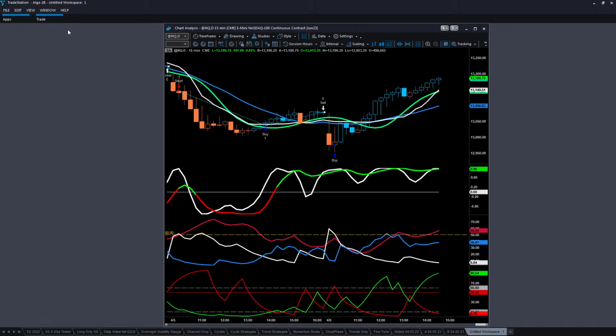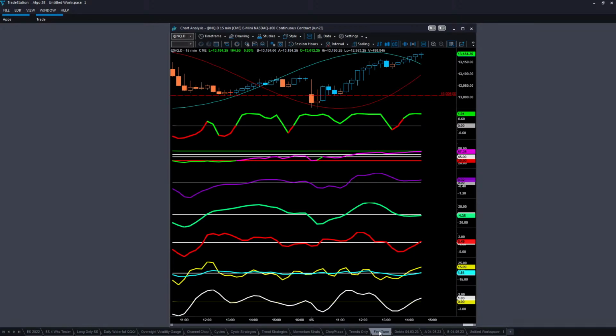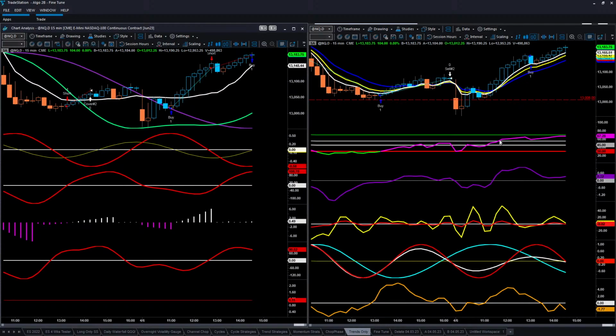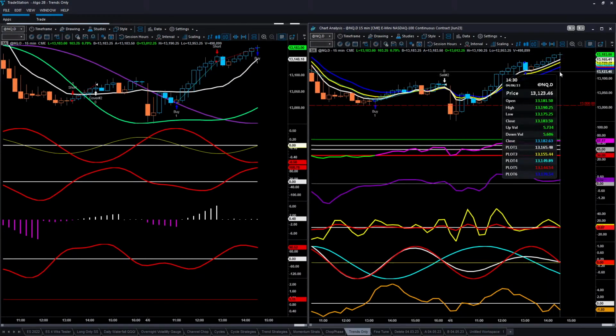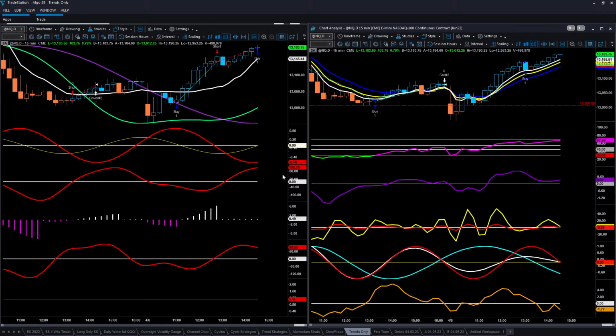I am back. This is going to be one long trade. I've been sitting here watching this all morning. Got another signal right here as well to go along on that.